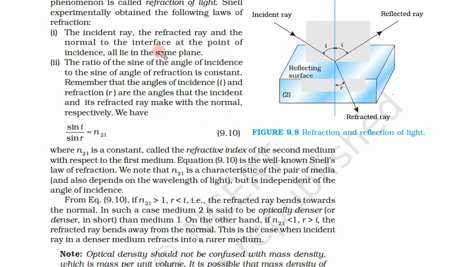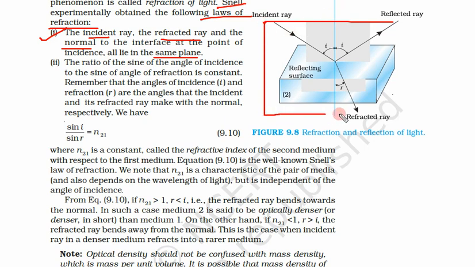So we have learned two laws relating to refraction given by Snell. What are these laws? The first law is: the incident ray, refracted ray and the normal all lie in the same plane. That means the normal, the refracted ray and the incident ray lie in the same plane, and this plane is the xy plane. It is not extended in the z direction.